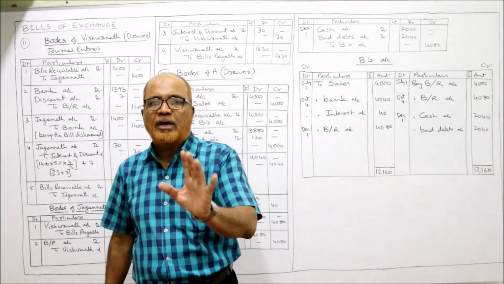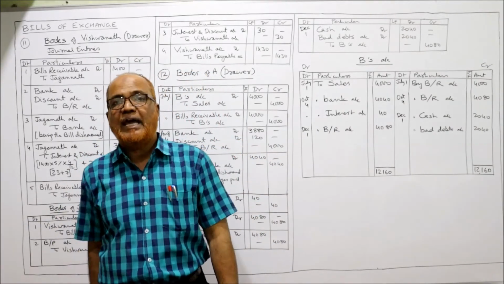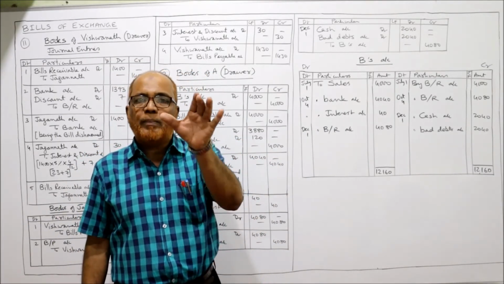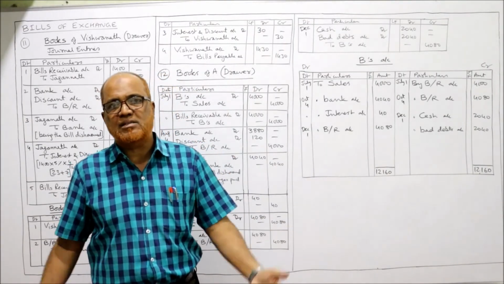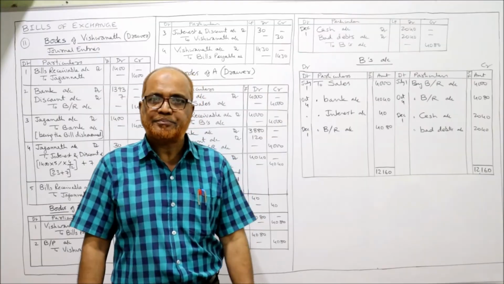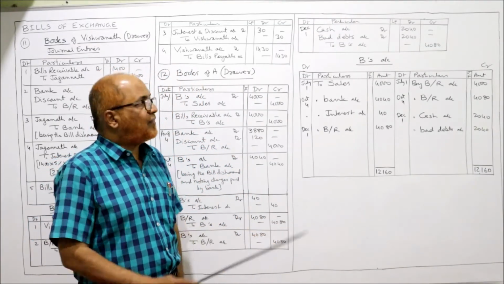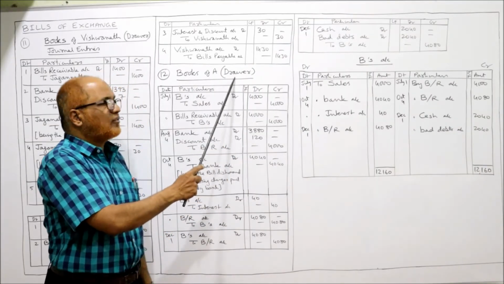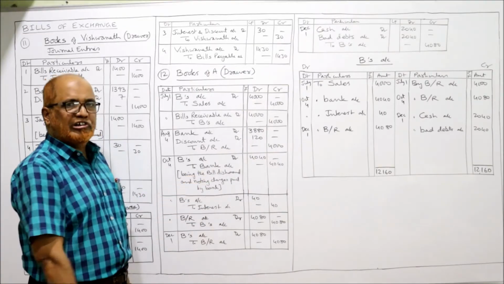So in this problem, it is asking you to pass the journal entries in the books of A and to prepare the ledger account of B in the books of A. That's it. This is the complete problem. I have explained each and every point. Now, one by one, the journal entries. First of all, these are the books of A, the drawer. Now date, particulars, LF, debit, credit.